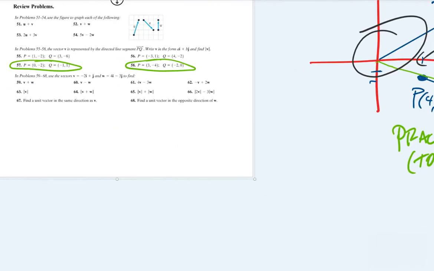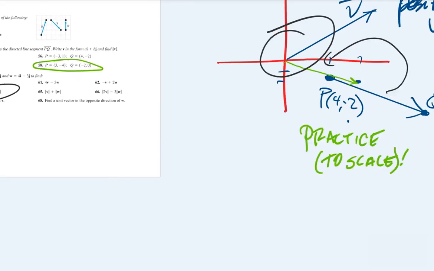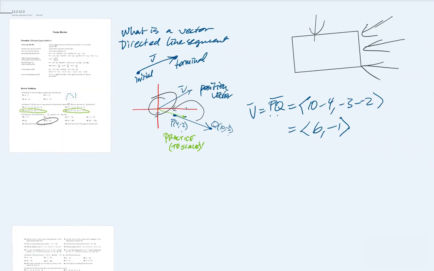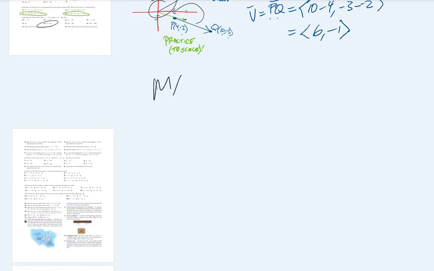All right. So what's coming up? Let's see. We need to talk about the magnitude of a vector. The magnitude of a vector is its length. So in a geometric sense, it's equivalent to its length.